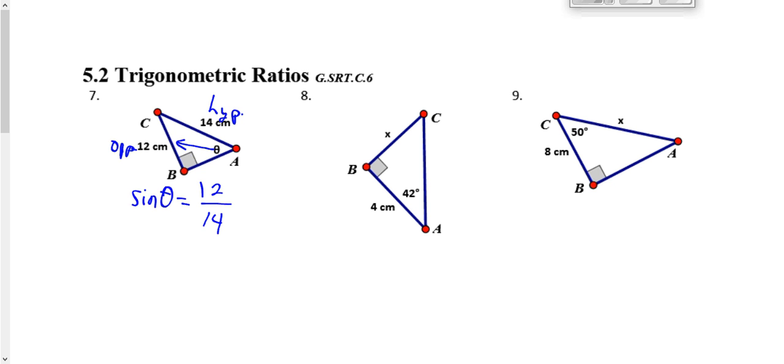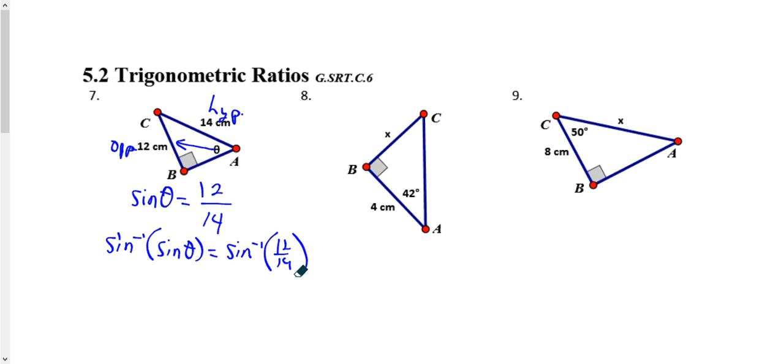So what do I do to both sides now, everybody? Take the inverse what? Sine, cosine, or tangent? Yeah, okay. So inverse sine of the sine of theta. And we do the same to both sides, right? What's the inverse sine of the sine of theta, Evan?